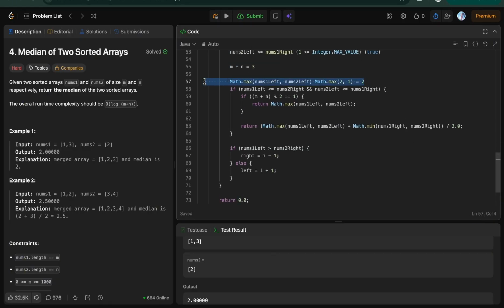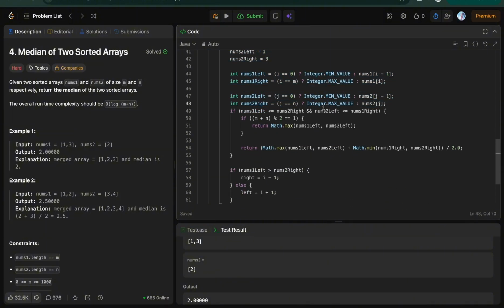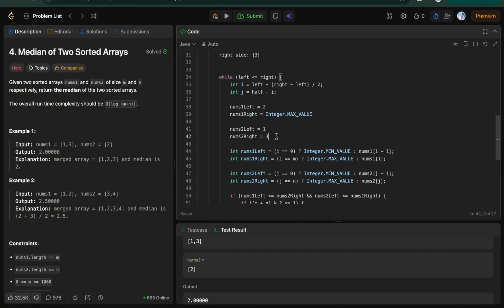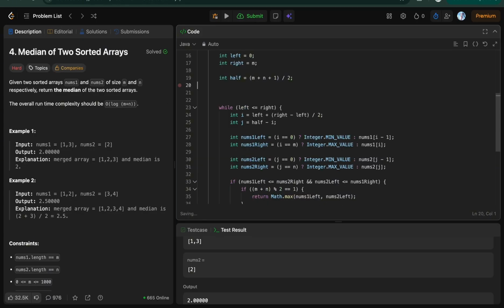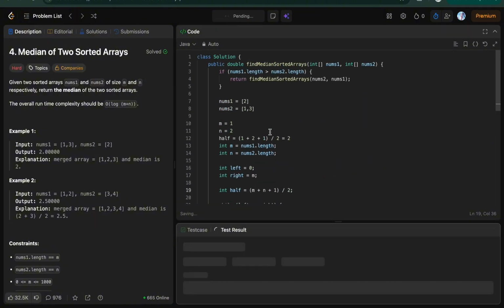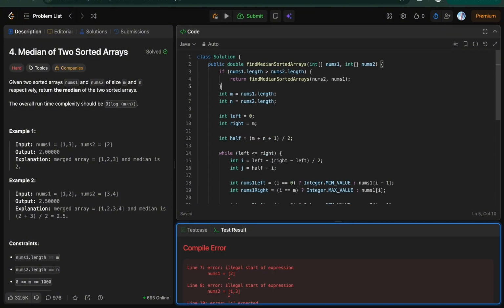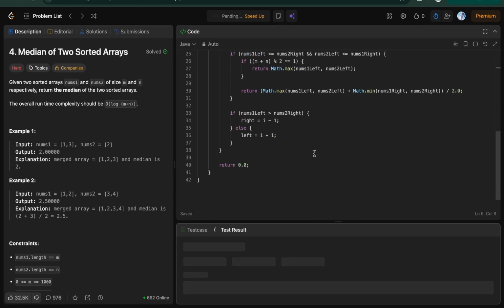I'm just going to remove this because this is too much. Remove this part as well, and then remove all of these. Let's run it again just to make sure. Oh my days. Okay, let's run it again. Okay, now since it's complete, I'm just going to submit it to show you.